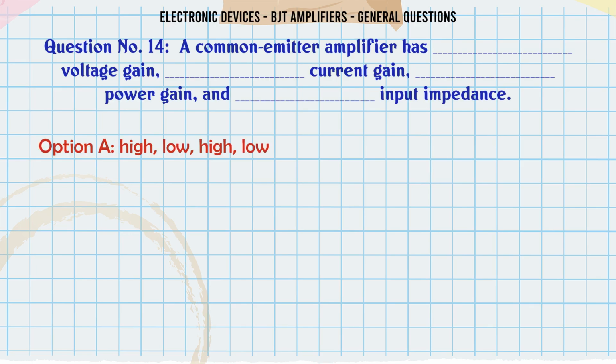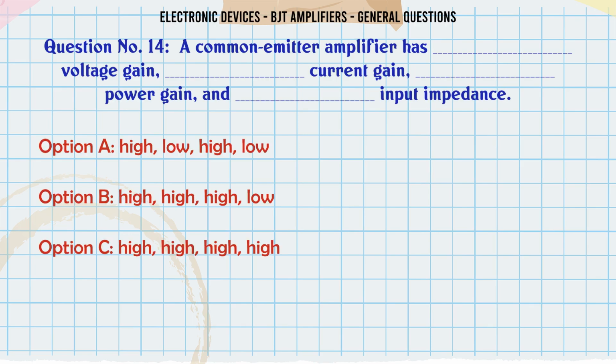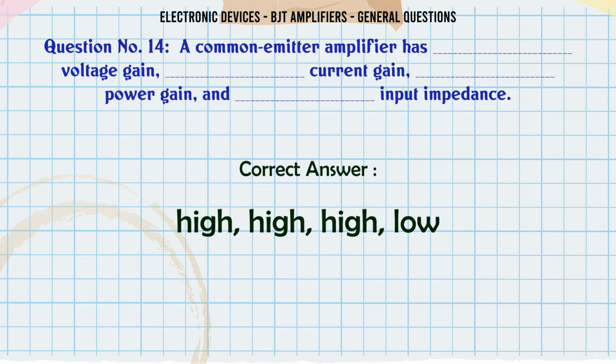A common emitter amplifier has voltage gain, current gain, power gain, and input impedance. A. High, low. B. High, low. C. High. D. Low, high. The correct answer is high, low.